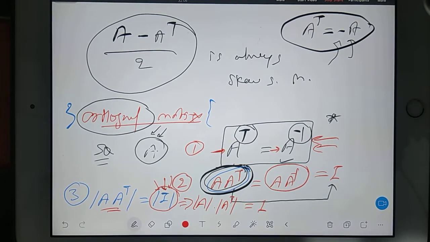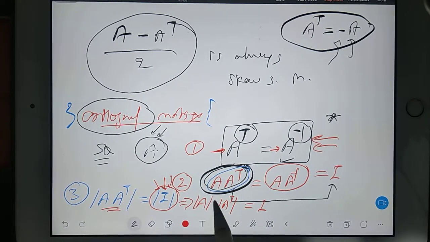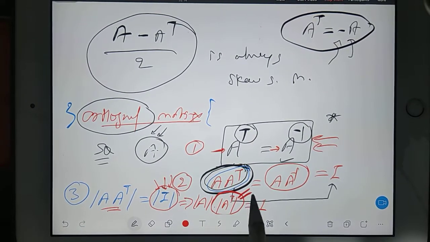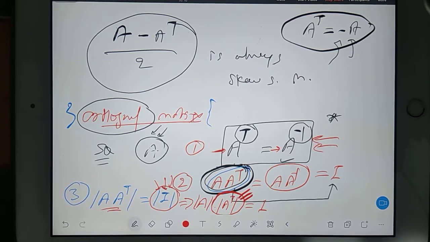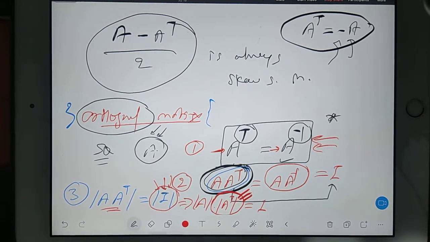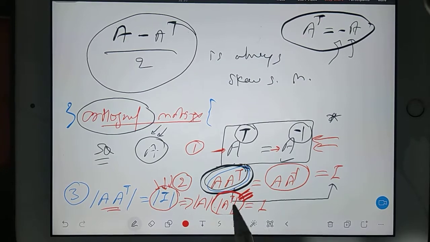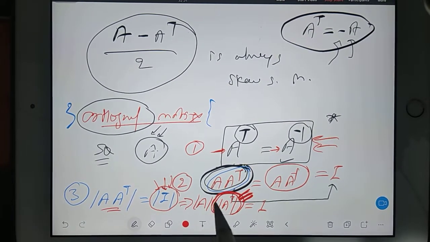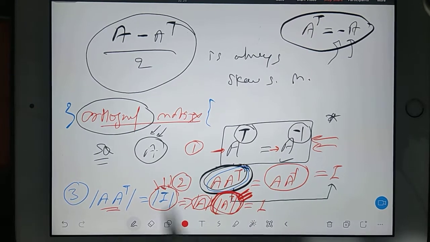So you can see here already we have considered an orthogonal matrix. When you do the transpose of this, you'll be getting the same answer. After finding the transpose, when you find the determinant of the matrix, you'll be getting the same answer. So here also you are getting the same answer, and here also you are getting the same answer.